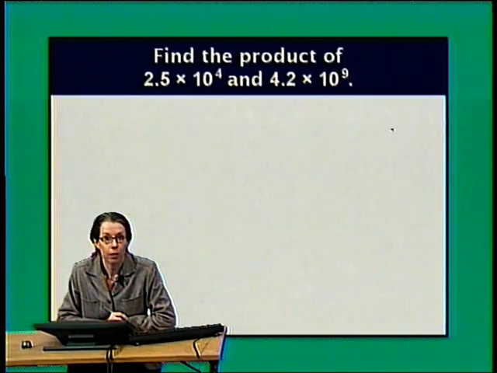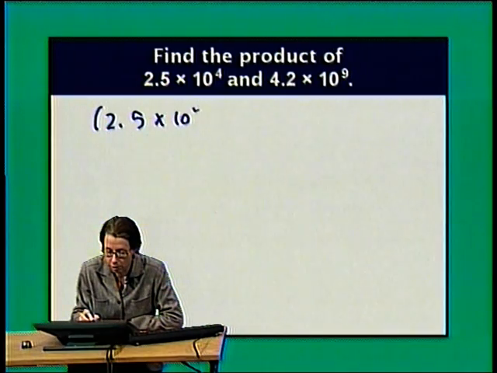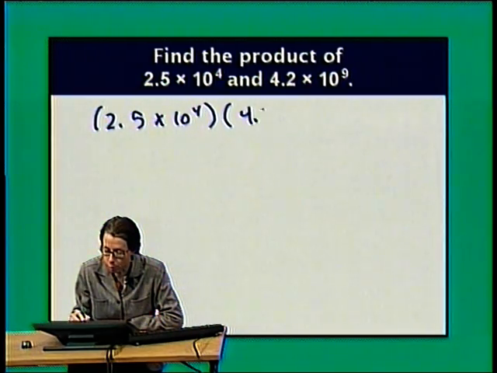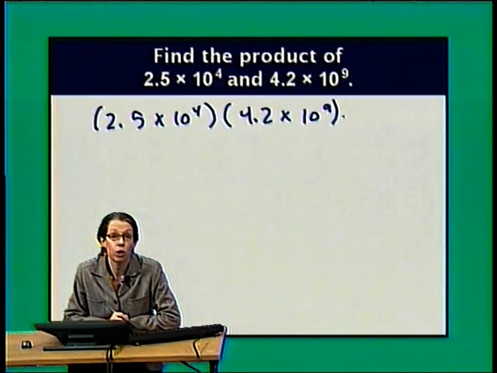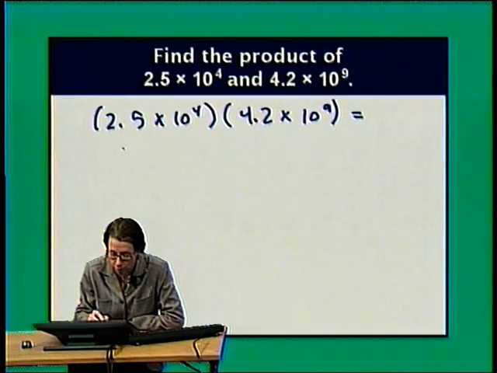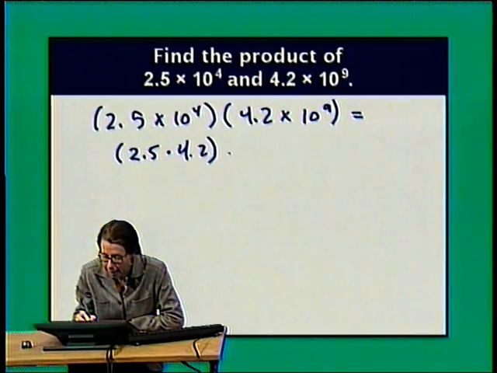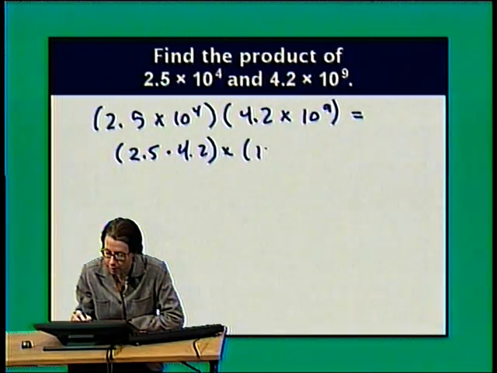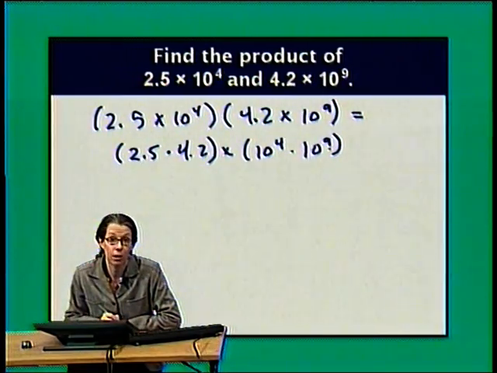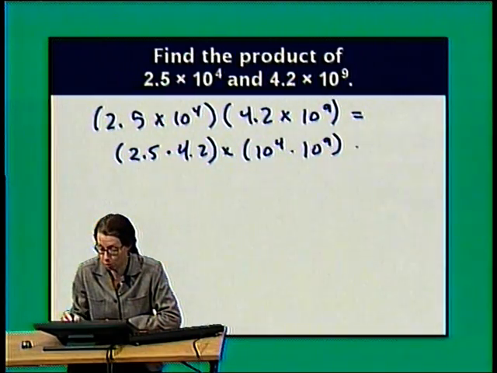Now let's look at a product. We're asked to find the product of 2.5 times 10 to the 4th and 4.2 times 10 to the 9th. Just want to point out here that we're just looking at the product of 4 factors. We have the product of 2.5 and 4.2, and we have the product of 10 to the 4th and 10 to the 9th. I'm just using the commutative and associative properties of multiplication to rearrange the factors in this problem.